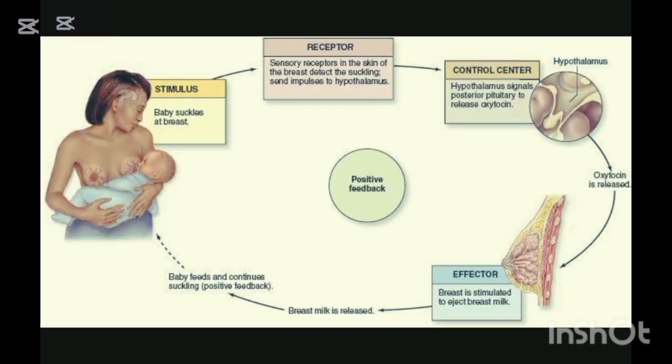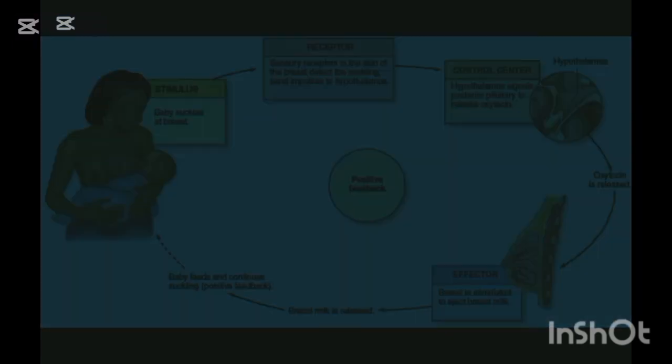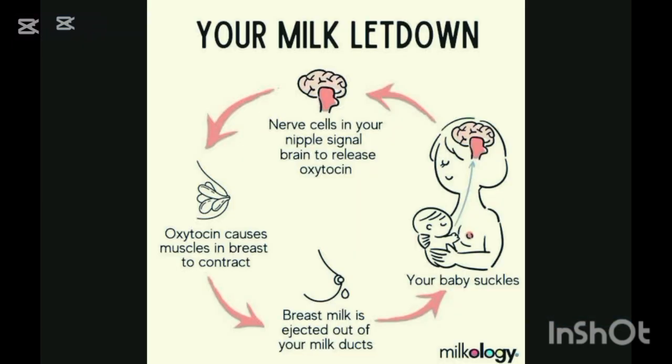So let's talk about the positive feedback mechanism of lactation. It's also as a result of the initiation of the stimulus, either the baby suckling the breasts, or emotions from the mother, or any external stimulus like touching of the nipples or the areola. Then the sensory receptors in the skin of the breast detect the suckling and send impulses to the hypothalamus. Then the hypothalamus signals the pituitary gland to release oxytocin. The oxytocin causes the muscles, which are the myoepithelial cells in the breast, to contract.